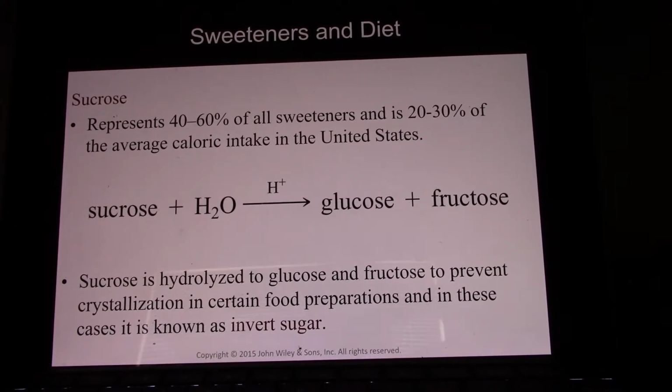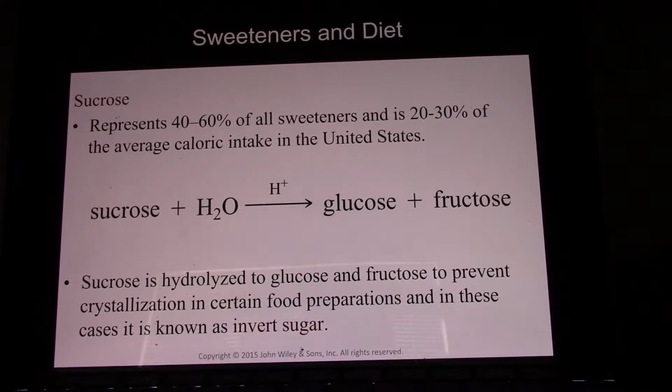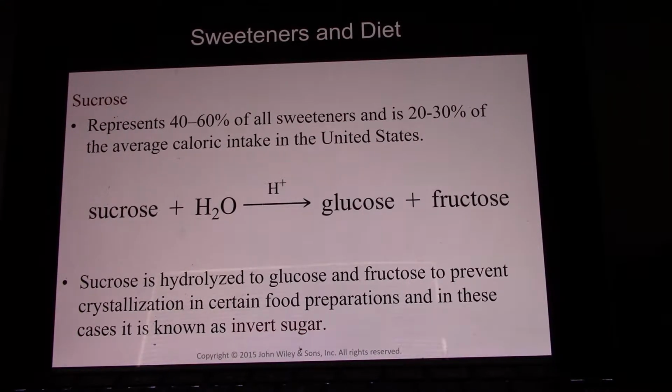Sucrose represents 40 to 60% of all sweeteners and is 20 to 30% of the average caloric intake in the United States. And as people are eating about 2,000 calories, a lot of people are getting up to 700 calories a day from sucrose. It is first hydrolyzed to glucose and fructose, then fructose is isomerized to glucose, and it all goes through glycolysis and gets broken down to pyruvate. The pyruvate, if oxygen is available, a carboxyl group will get ripped off and you'll form acetyl-CoA, and then it'll enter the citric acid cycle and completely get broken down to carbon dioxide, which is what you will breathe out.